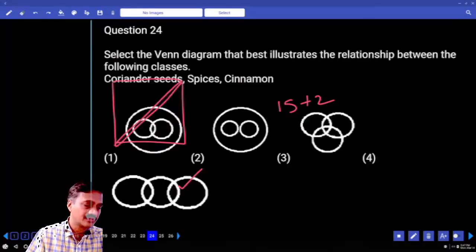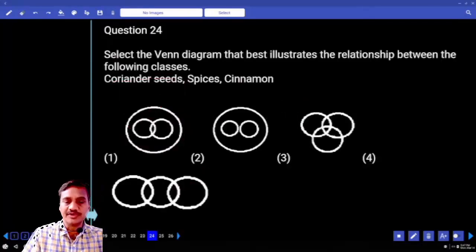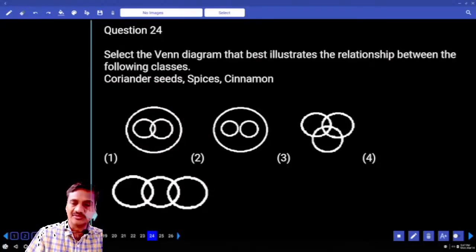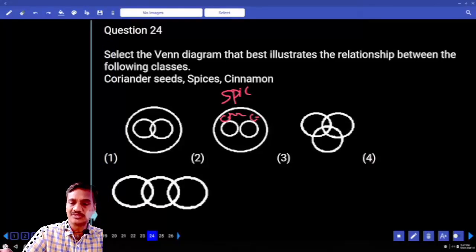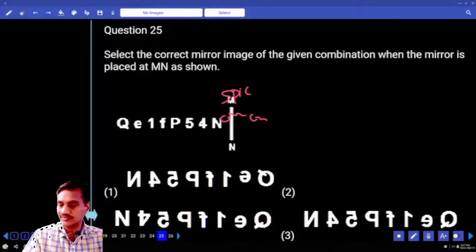Then 24. Now in this 24, coriander seeds, spices and cinnamon. Tell me what is your answer here? Cinnamon and coriander seed, these two come under which category? And these two come under spices. Now this is a group of spices and out of which these are coriander seeds and these are cinnamon seeds. Then hence choice 2 for question number 24.